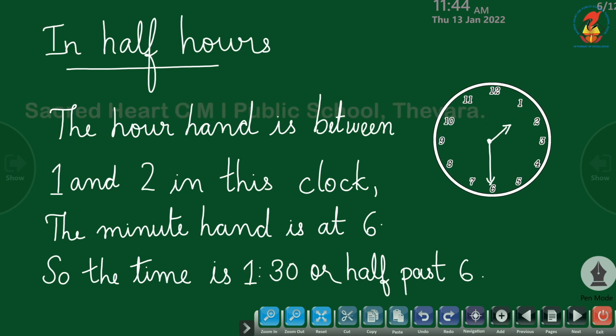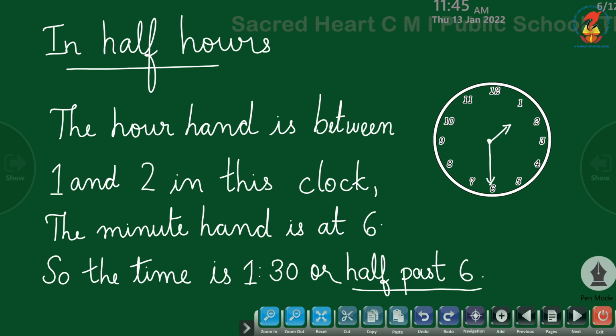So in half hour, the hour hand is between 1 and 2 in this clock. The minute hand is at 6. So the time is 1:30. The small hand is between 1 and 2. Then the bigger hand, that means the longer hand, is on 6. We can say it's 1:30 or we can say half past.